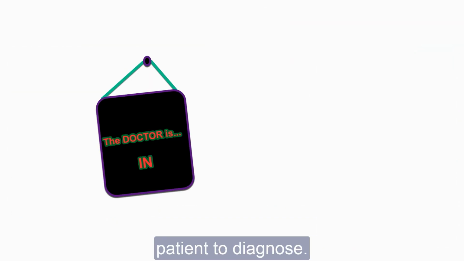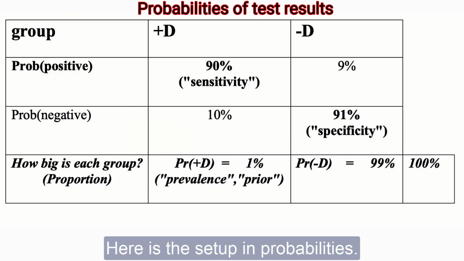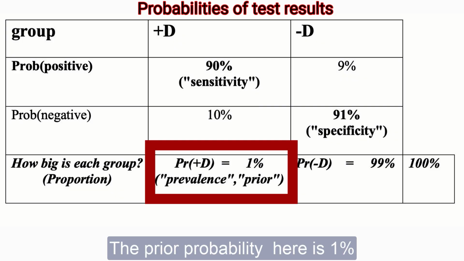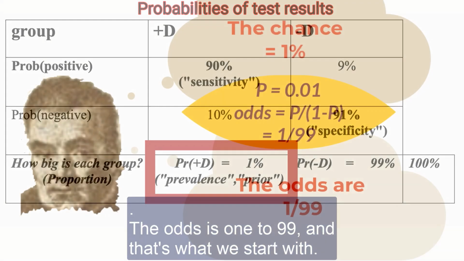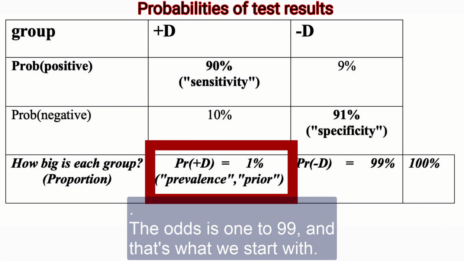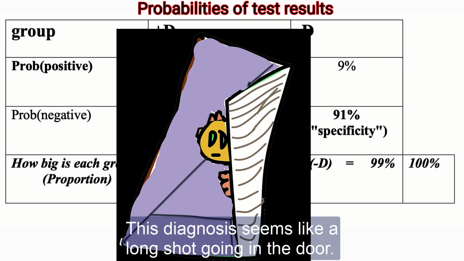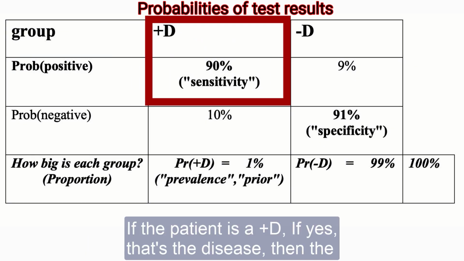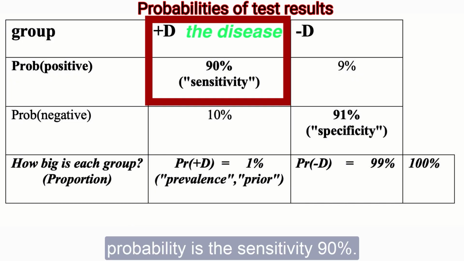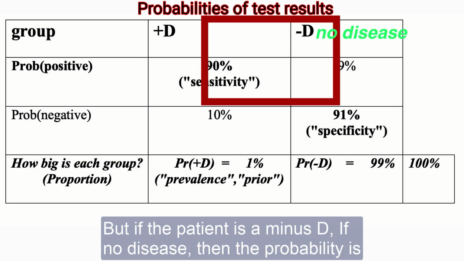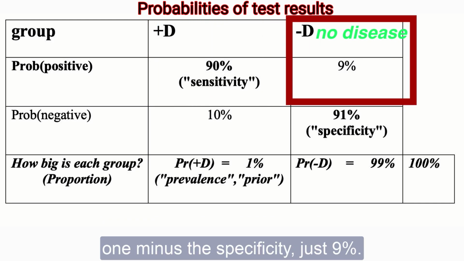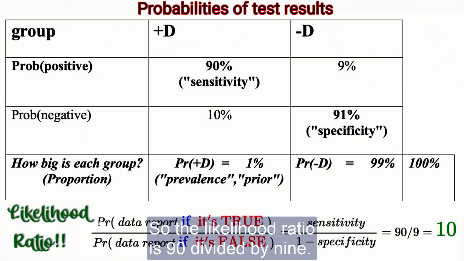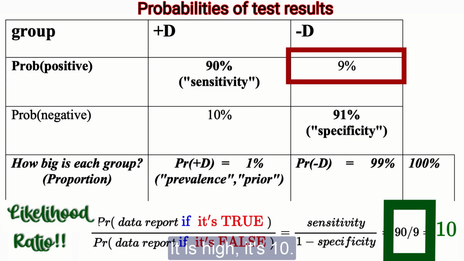Right now, we've got a patient to diagnose. Here is the setup in probabilities. The prior probability here is 1%. The odds is 1 to 99, and that's what we start with. This diagnosis seems like a long shot going in the door. The patient has a positive test result. If the patient is D-plus, if yes, that's the disease, then the probability is the sensitivity, 90%. But if the patient is D-minus, if no disease, then the probability is 1 minus the specificity, just 9%. So the likelihood ratio is 90 divided by 9. It is high. It's 10.